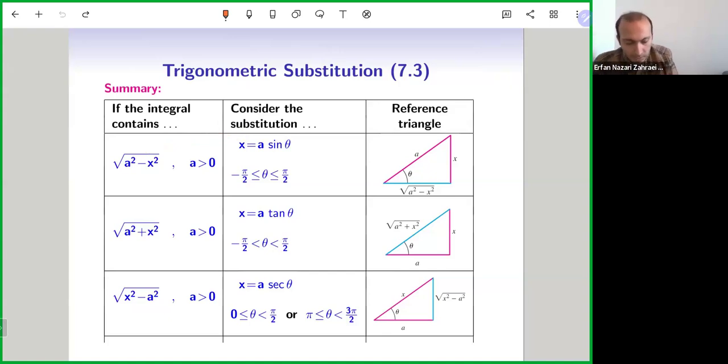The reason behind it is the identities that we have: 1 minus sine squared is something, secant squared minus 1 is something, and 1 plus tangent squared is something. So you need 1 minus something squared, 1 plus something squared, or something squared minus 1. If you have this, sine will be used. If you have this, tangent will be used. If you have this, secant will be used. And don't forget that this a comes from first factoring a squared out of this.